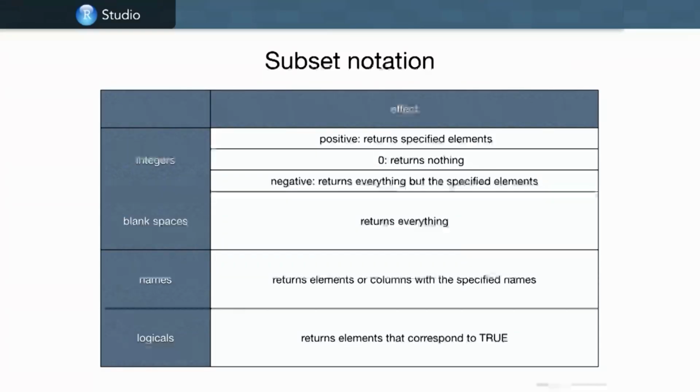To summarize our subsetting notation in R, you could use integers, which can be positive, negative, or 0. You could use blank spaces, you could use names, and you could use logical values. You can combine different indexes to subset an object if you use a different index for each dimension. So for example, you could subset one dimension with integers and another dimension with names, but you cannot combine indexes within the same dimension. So we couldn't use both integers and names to subset the rows of a data frame. One type of index per dimension.